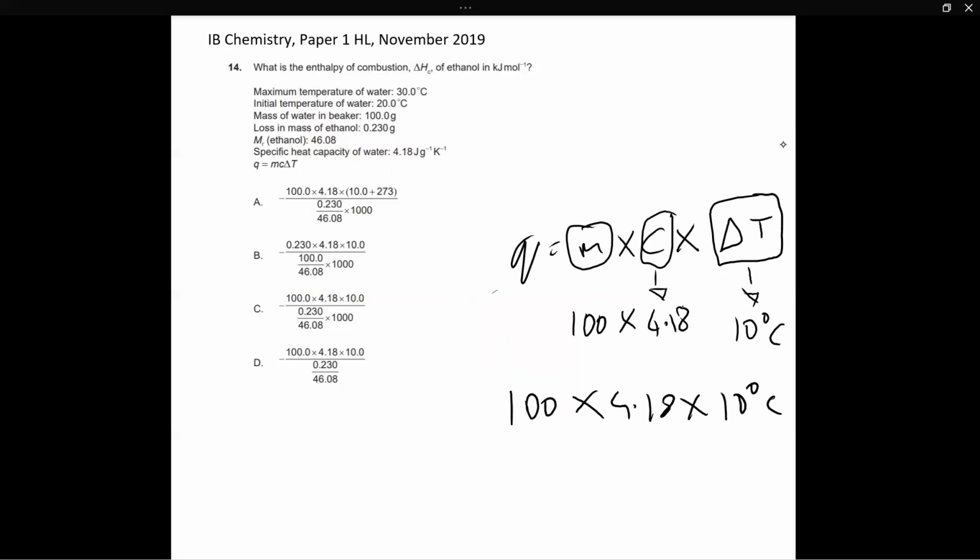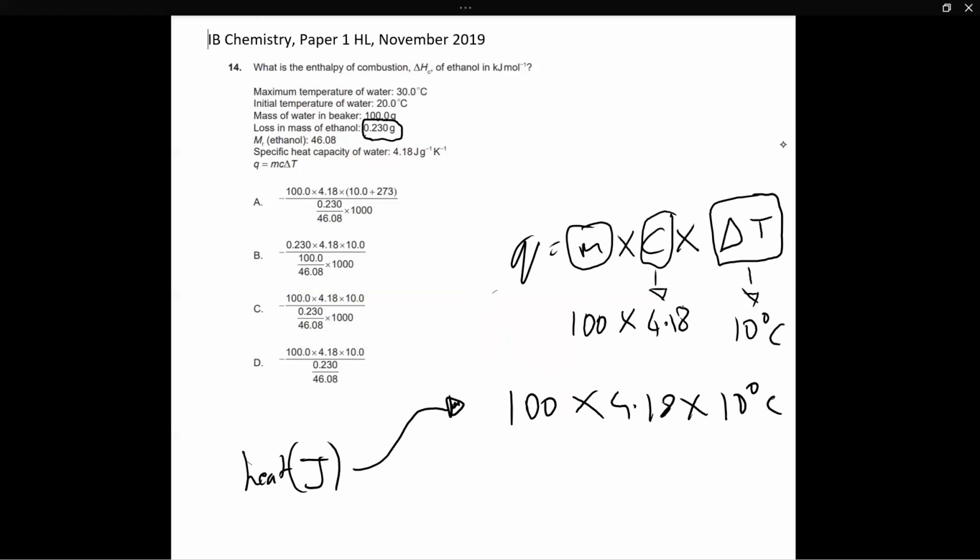So this is essentially the heat energy, or the amount of heat given out in joules. So this is the amount of heat in joules that was given out by the burning of this much mass of ethanol.